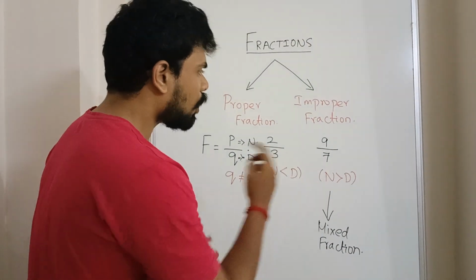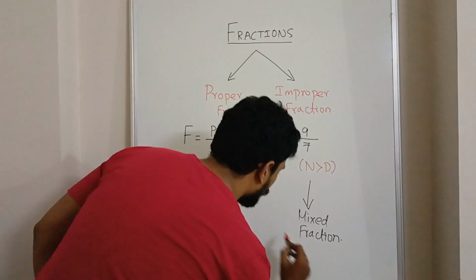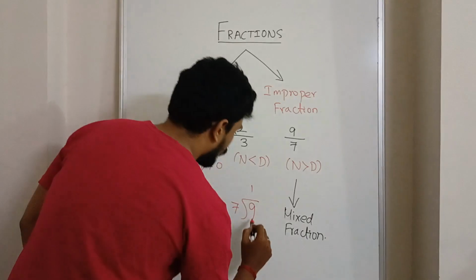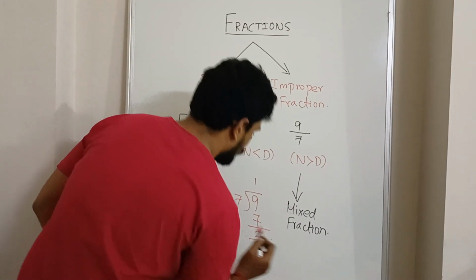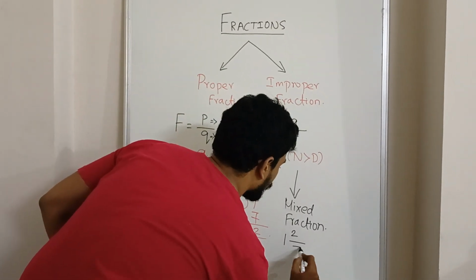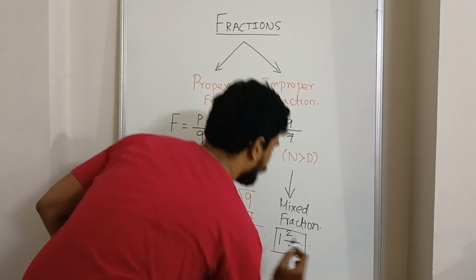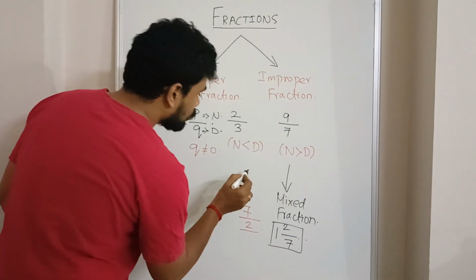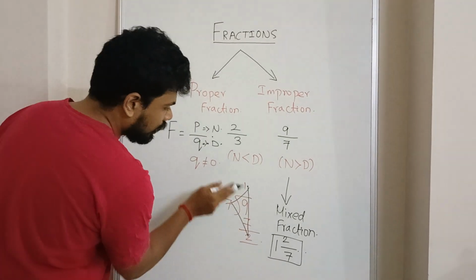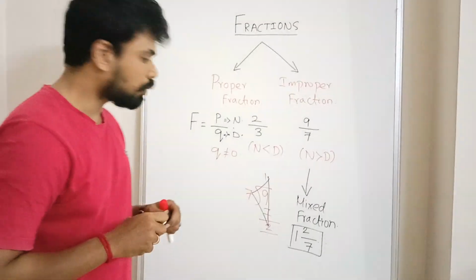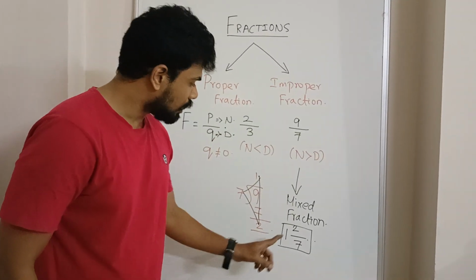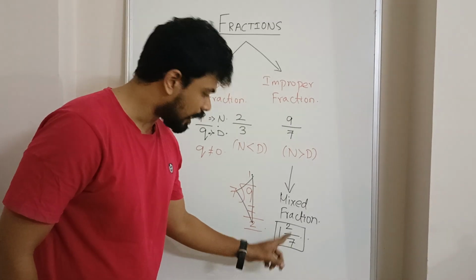Can you show how it is getting formed? Consider a situation where I am dividing 9 by 7. I can write like this. From this I can conclude 1, 2 by 7. How can we remember how to write it? This is the answer, and from this we go in a triangular format: 1, 2 by 7. So how can I define a mixed fraction? Mixed fraction is nothing but a combination of a whole number and a proper fraction.